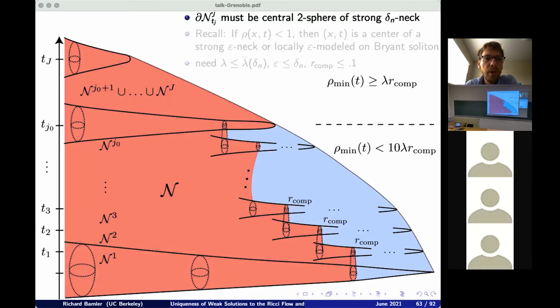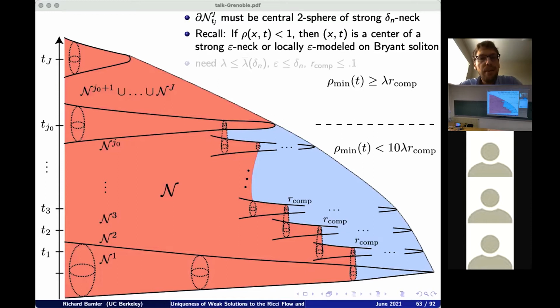Let me just argue how we can construct such a comparison domain, using some hand waving here. First, let us recall that we assume that our flow is good enough that being below scale 1 already means that we are relatively singular, in such a way that we know approximately what the local geometry looks like. If the curvature scale is less than 1, then we are either the center of a strong epsilon neck, or we are locally epsilon-modeled on a Bryan soliton. Okay?